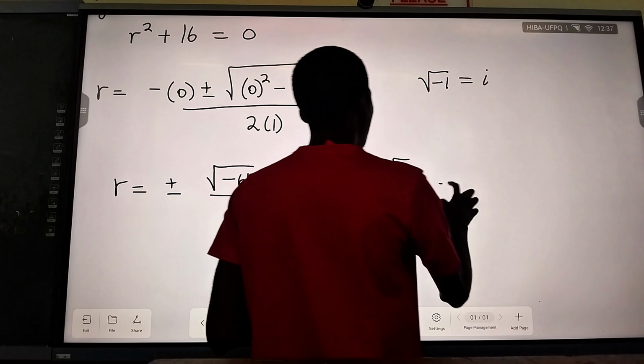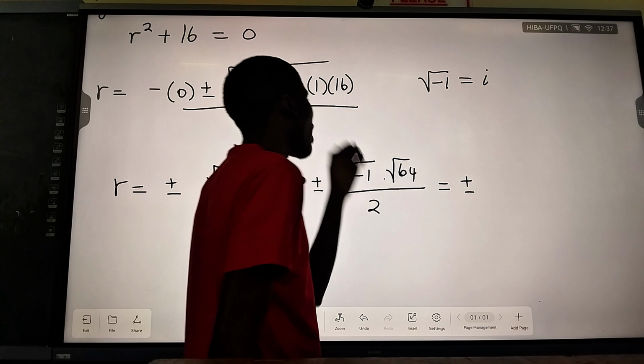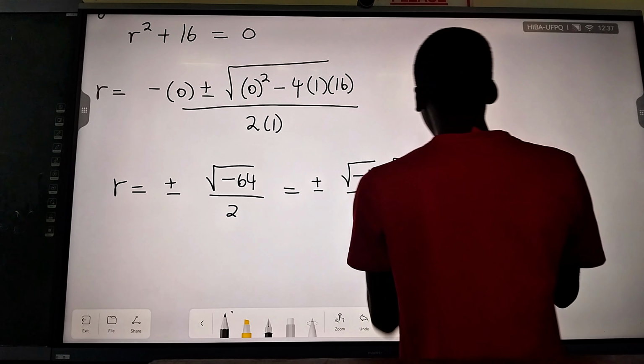And then this is equal to plus or minus. The square root of negative 1 is i, and the square root of 64 is 8. The 8 over 2 will give us 4. So this is plus or minus 4i. Now I want us to identify, with the plus or minus there, your two roots: r1, which will be positive 4i, and r2, which will be negative 4i. Now, a complex number has two parts, a real part and an imaginary part.